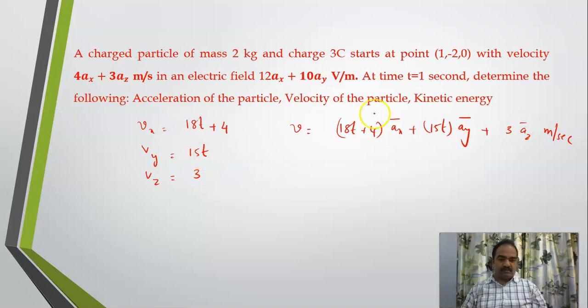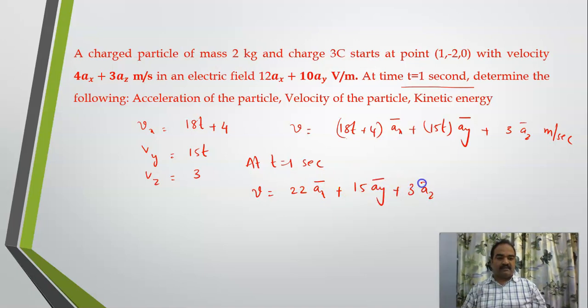Understood now? So if I want at time t is equal to 1 second, now see here, if I substitute time t is equal to 1 second, what I'll get? 18 into 1 plus 4, this is 22 ax bar, plus this is 15 ay bar, plus 3 az bar. This is my velocity at time t is equal to 1 second.